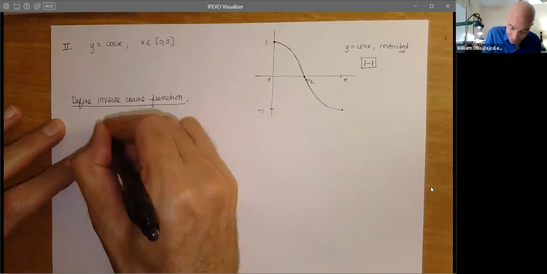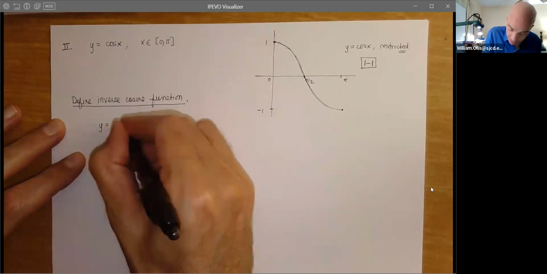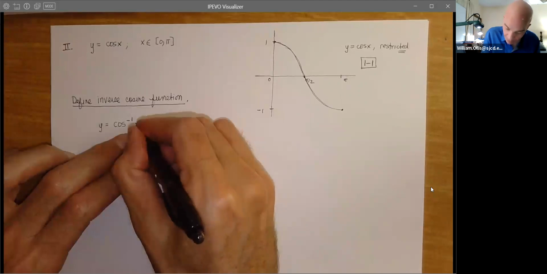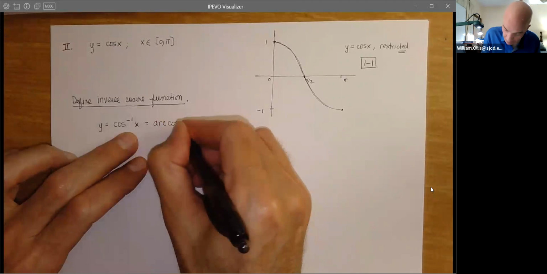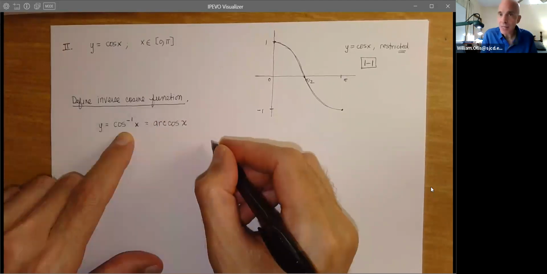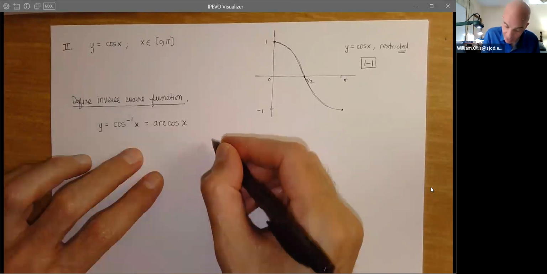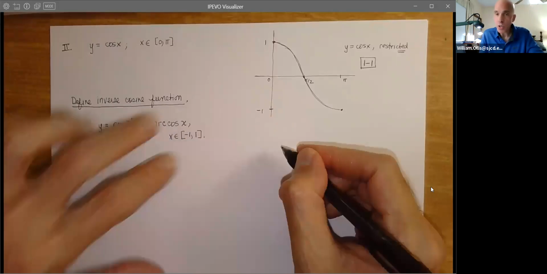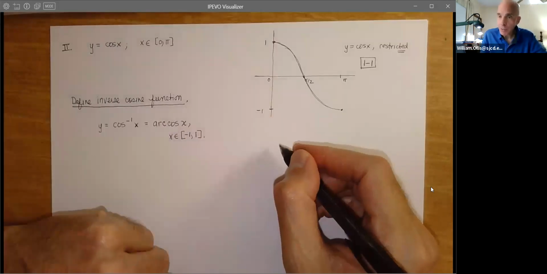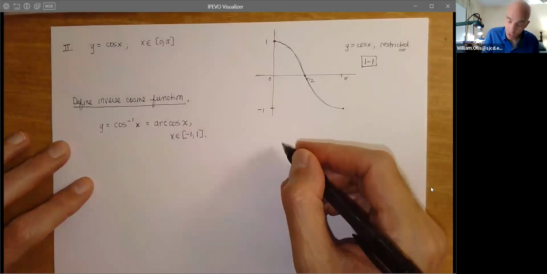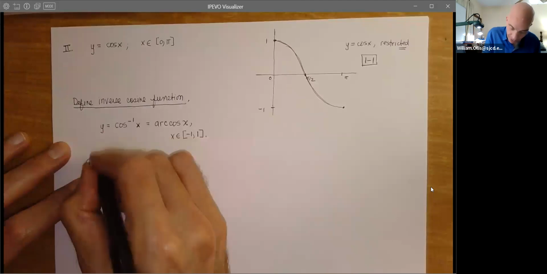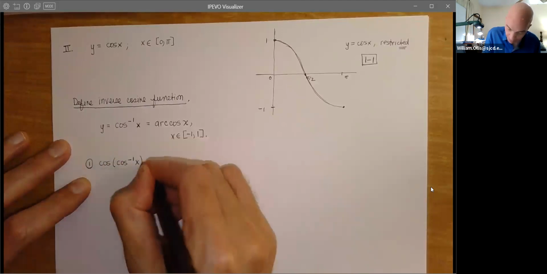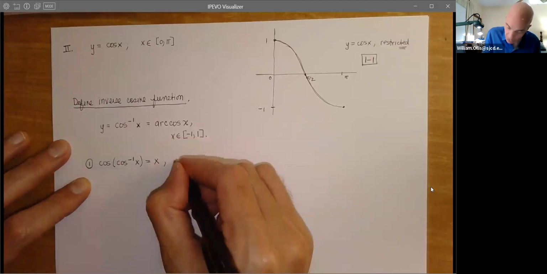So we say y is equal to the inverse cosine of x. I'm going to go ahead and just write beside it arc cosine as an alternative way of writing this. So you can see cosine to the minus 1 superscript or arc cosine, and in this case, x lives again between negative 1 and 1. So we've got the new domain for the inverse cosine function. And just like the inverse sine, it has the inverse equations. So we have cosine of inverse cosine of x is x, as long as we respect the domain of the inverse cosine.